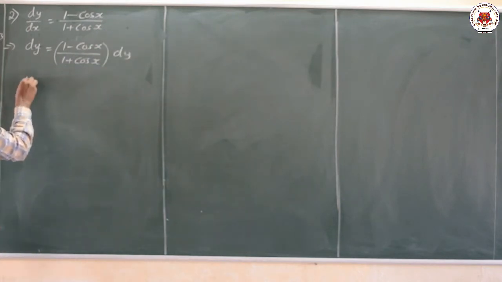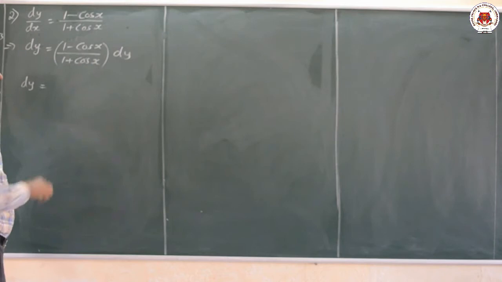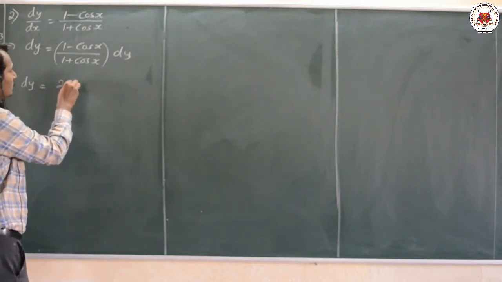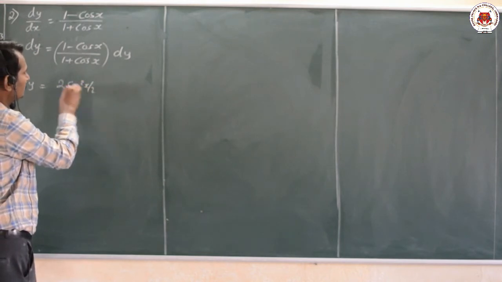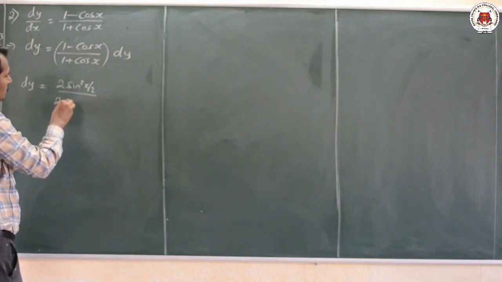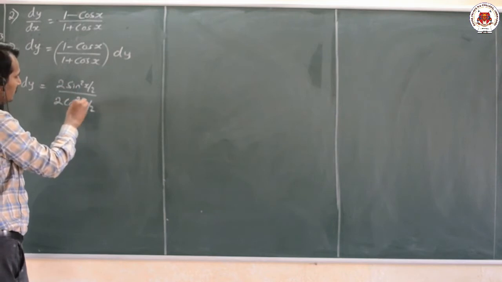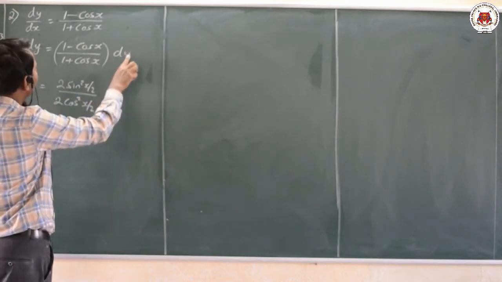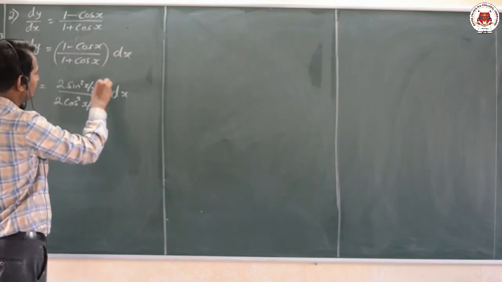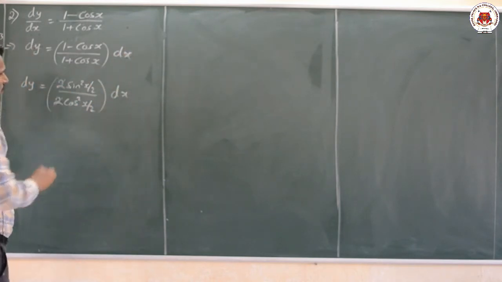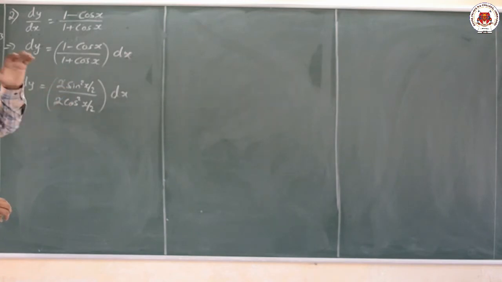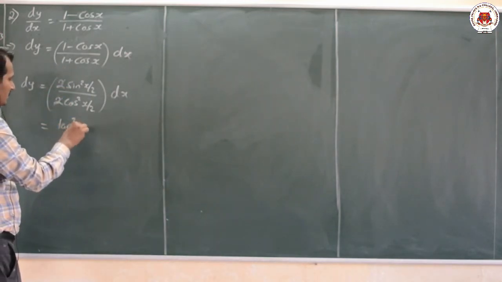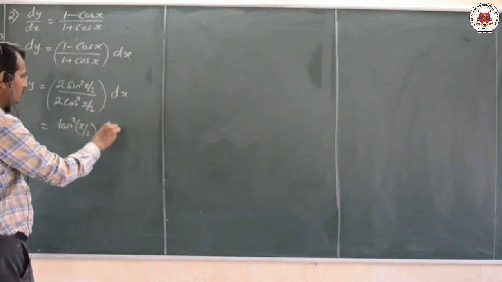Now according to the trigonometric formulas, what is the formula for 1 minus cos x? That is 2 sin square x by 2, and 1 plus cos x is 2 cos square x by 2, the half angle formulas, into dx. Now the 2 gets eliminated. Sin square by cos square is nothing but tan square, tan square x by 2 into dx.